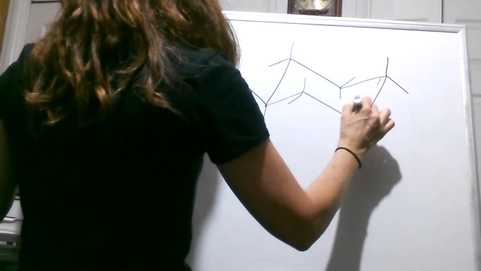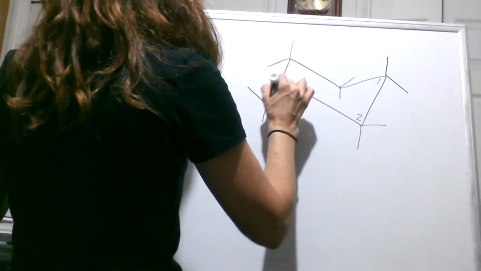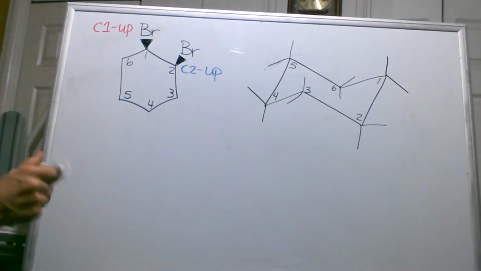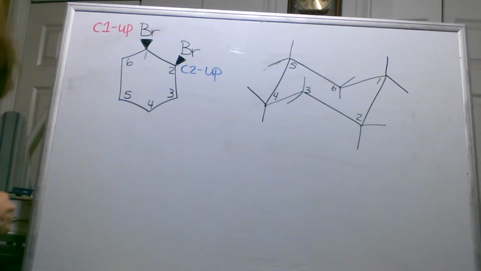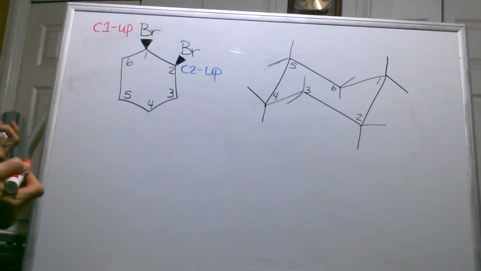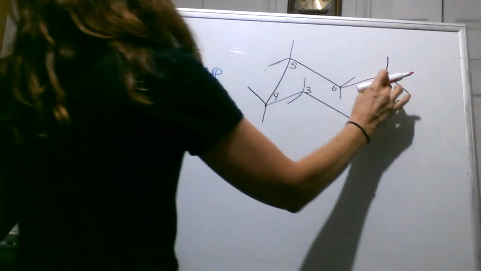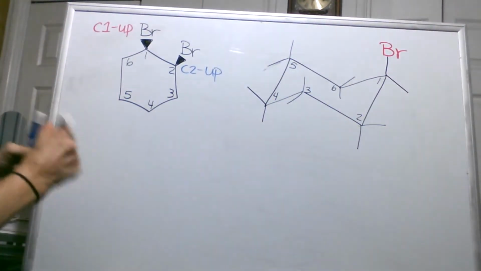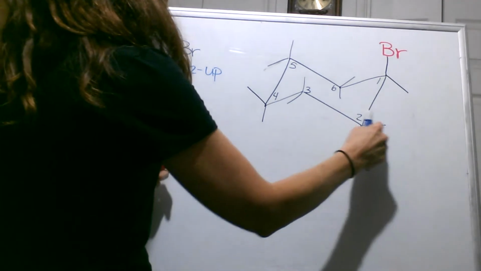But creature of habit, I'll start carbon 1 up there and number around the ring. So all I have to do now is go to carbon 1 and carbon 2. I have the same substituent pointing in the same direction, so that makes it really easy. So for carbon 1, I have a bromine pointing up. For carbon 2, I have a bromine pointing up.